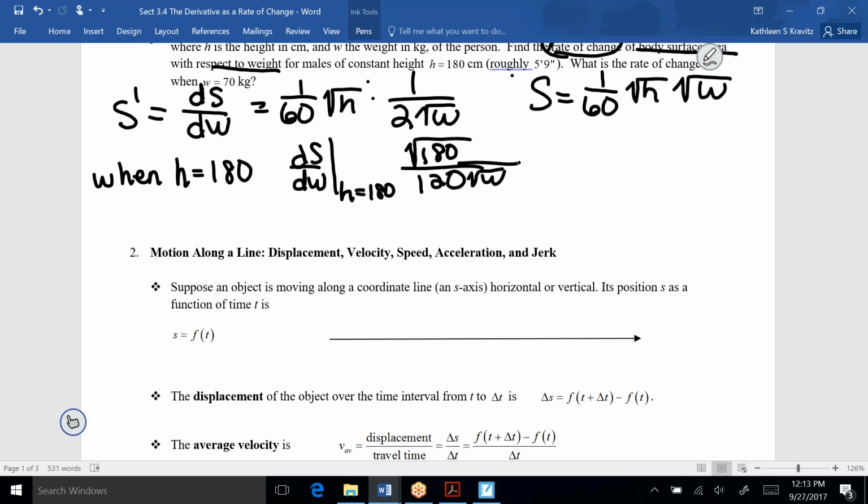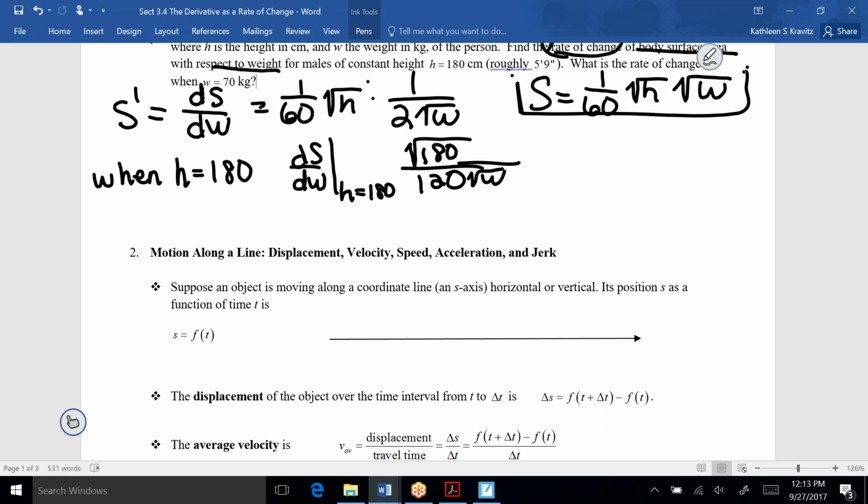We have 60 times 2. The 60 times this 2 here. Where did I get the 2? From the derivative of the square root of w. So this was our function s, and we're taking the derivative of that function over here, s prime. So the derivative of the square root of w is 1 over 2 times the square root of w. Okay?